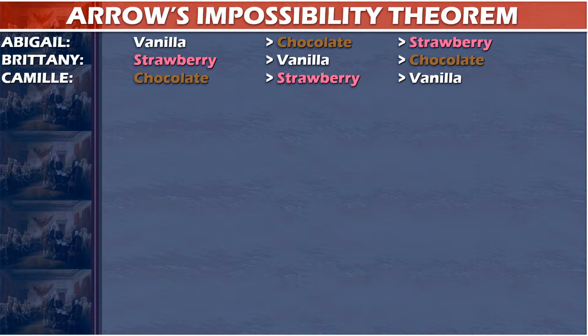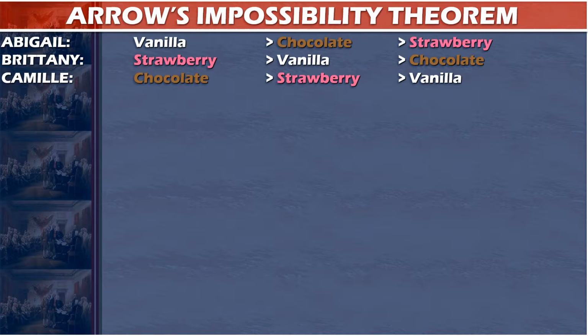And imagine, for example, we're a small democracy and we need to choose one policy. In this case, we're going to choose one ice cream for a class. And imagine we have three voters, Abigail, Brittany, and Camille. And each of them has a different preference about what they want to choose. Abigail prefers vanilla to chocolate and chocolate to strawberry. Brittany likes strawberry the best, followed by vanilla, and her least favorite is chocolate. Camille, chocolate is her favorite, followed by strawberry, followed by vanilla.